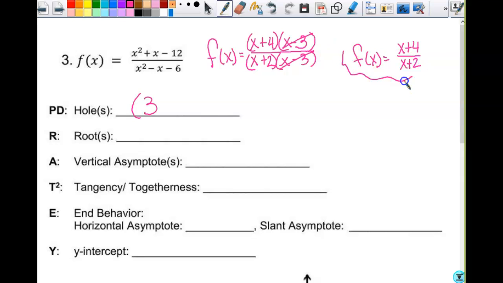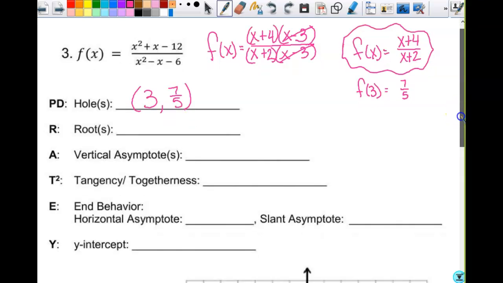This is not something that has a parent function. So at this point right now, you don't really have any clue what it looks like. But that's okay, because all the rest of this stuff is going to help us. So I'm going to start by finding f of 3, so I can get my y value for the hole. And that's going to give me 7 over 5. It's +7/5.